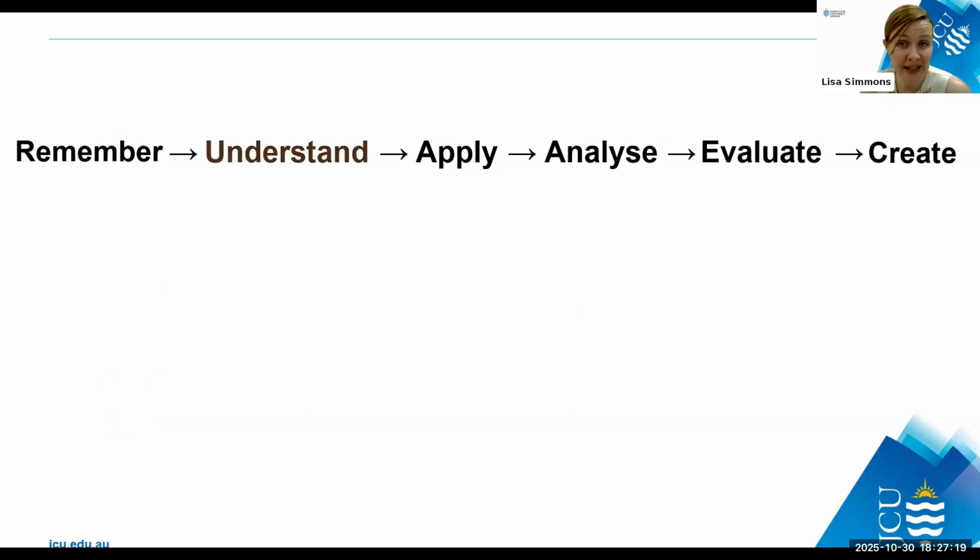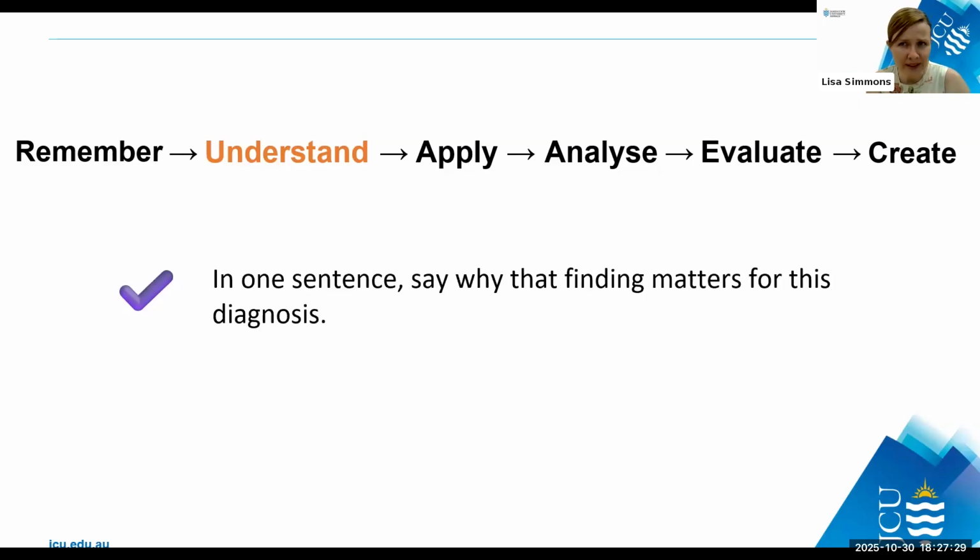To achieve understand, the learner needs to show meaning and understand relationships. So a good question might be, in one sentence, say why that finding matters for this diagnosis. So this is a good question because it keeps the answer short and focused, tying the comment to the patient rather than a textbook. And that lowers pressure and keeps the team moving.